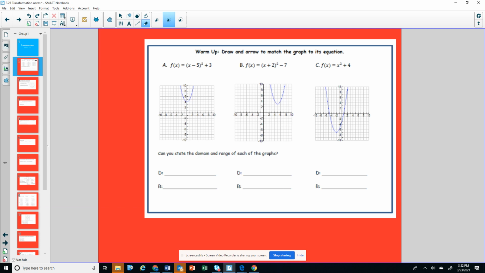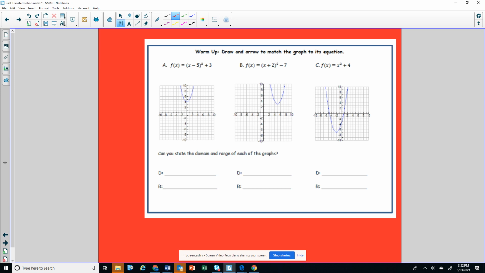In fact, if you want to pause the video and see which function matches the graph, go ahead and do that, and then you can come back and check your answer. All right. Now, let's look at the first function. There are two ways you can look at this. One, you can find the vertex of the function, and then see which graph has that vertex.